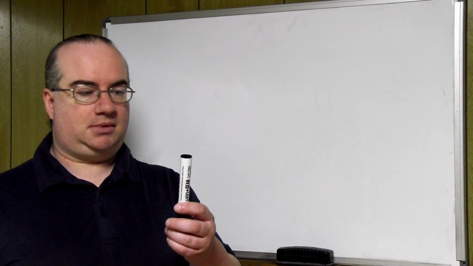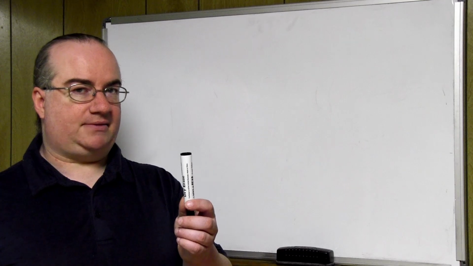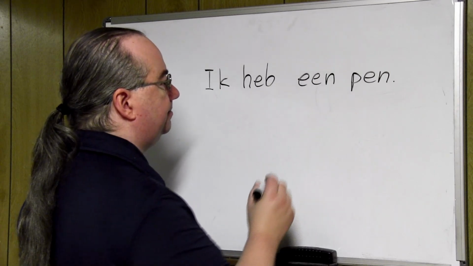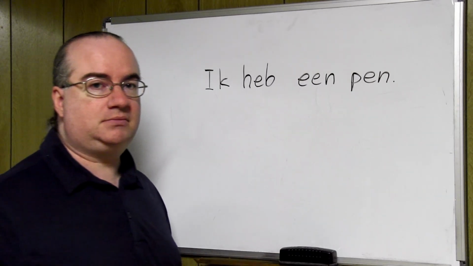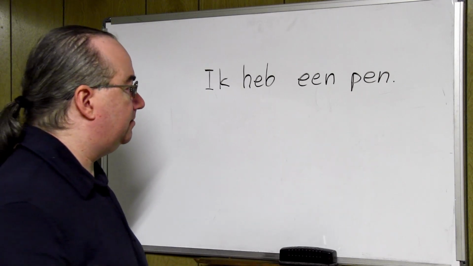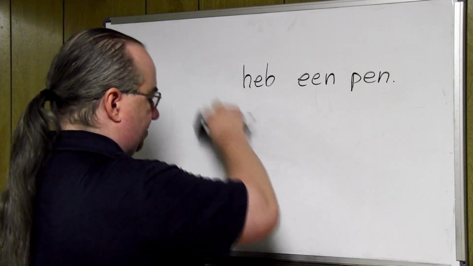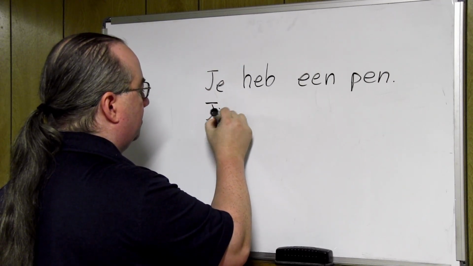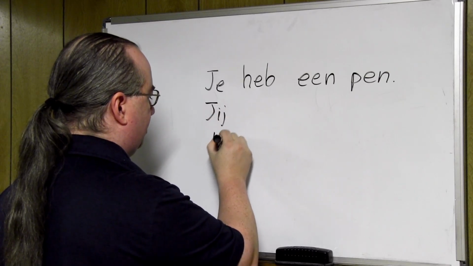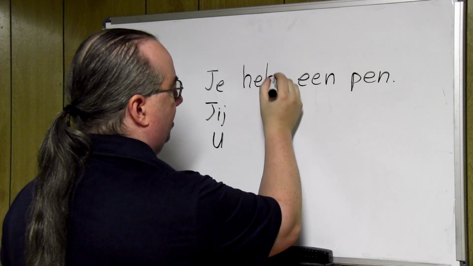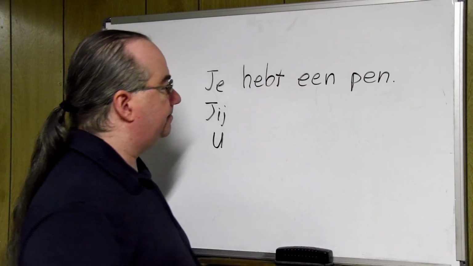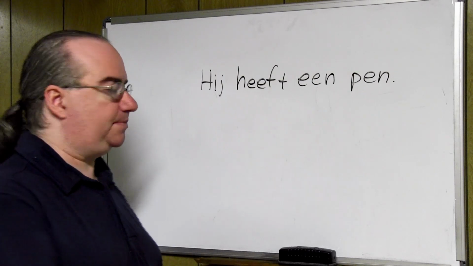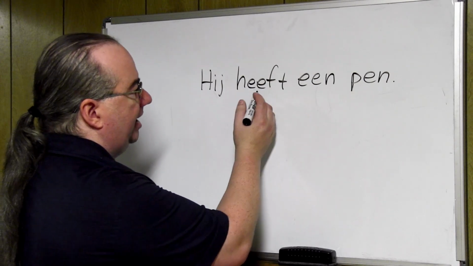Now let's look at some examples on how to use all this. For example, I have a pen. How would you say that? I have a pen would be ik heb een pen. If I want to say you have a pen, then it's pretty easy to do. First of all, we change the ik to either je or jij. Or if you want to use the formal form, you can say u. And then the heb, we add the t, so it's hebt. Je hebt een pen.